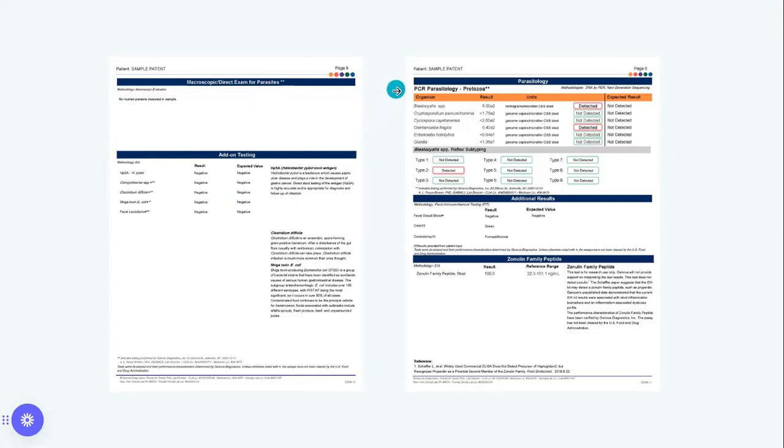So the parasitology will give you how much of each of the parasites are there, or the protozoa are there, to see how severe it is and what type it is, so that we can treat it as best as we possibly can. And the last bit of this one was the fecal blood and the zonulin, to look for any kind of more serious issues going on in your gut.